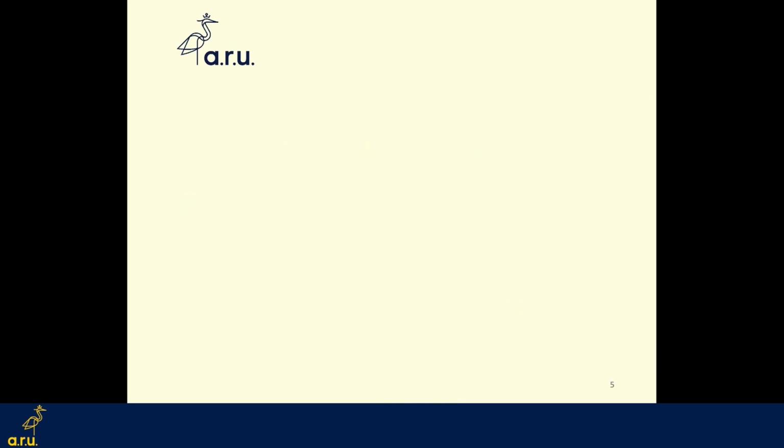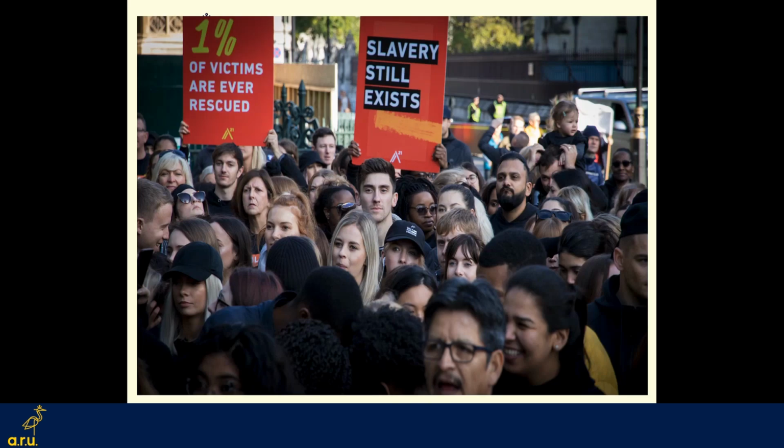So what is child sex trafficking? Well, it's a form of modern slavery. We talk about slavery being abolished, normally in terms of transatlantic slavery, but slavery was never abolished. It was only outlawed.